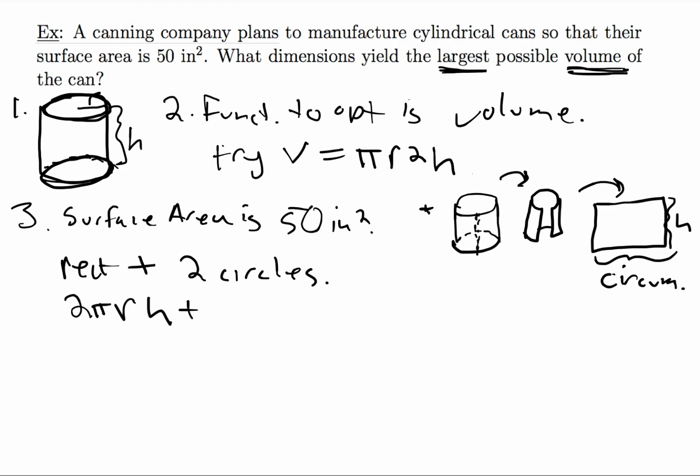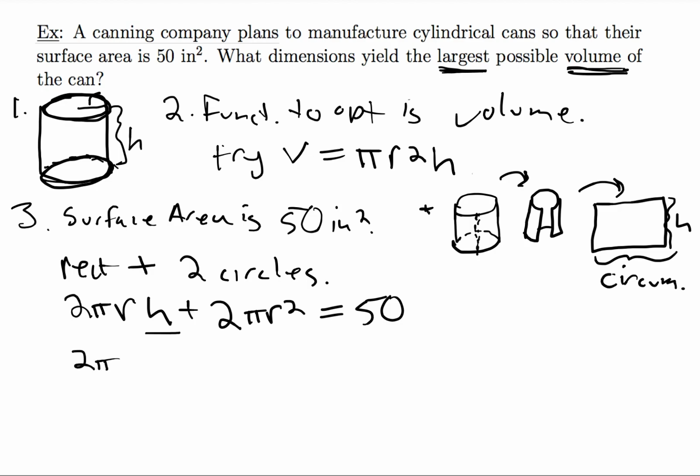And then your two circles are going to be 2 times the area of a circle. Well, that's pi r squared. So this thing is what we're saying is coming out to 50. Now I'll go ahead and make an observation here. In a lot of the problems that we've worked with before, it didn't really matter what we solved for. Here, probably the easier thing to solve for is h, because it only appears once in this expression. So I'll go ahead and solve for that.